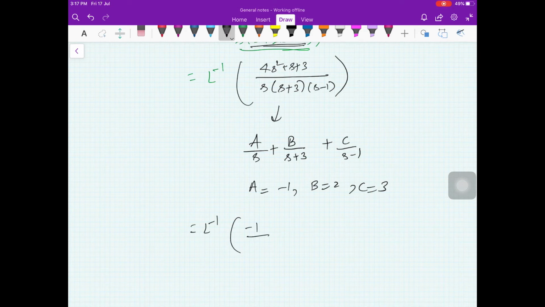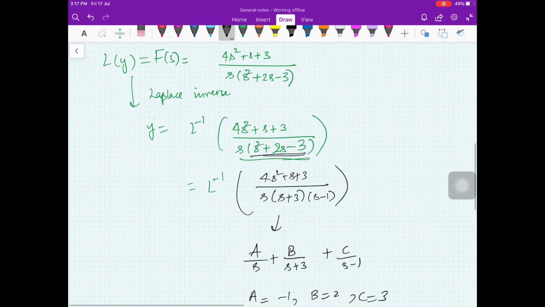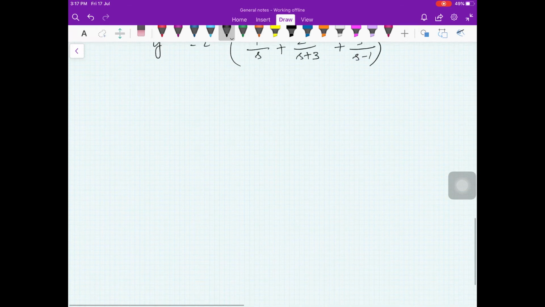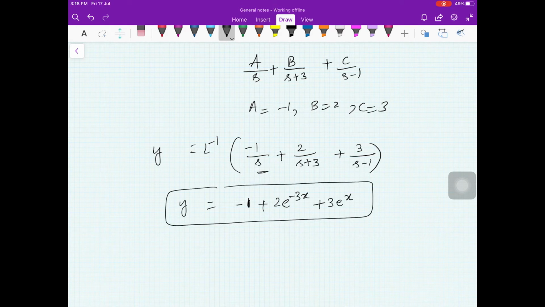So you get this equal to L inverse of minus 1 upon s plus 2 upon s plus 3 plus 3 upon s minus 1. Now you can separate it. So this is equal to y, because we have y here after taking Laplace inverse. So the Laplace inverse gives minus 1 plus 2 e raised to power minus 3x plus 3 e raised to power x. So this is the solution.